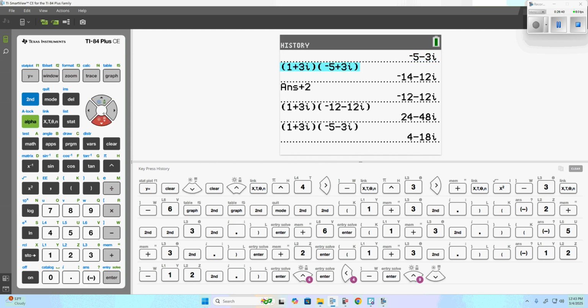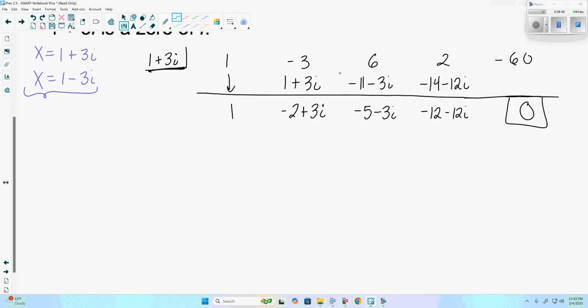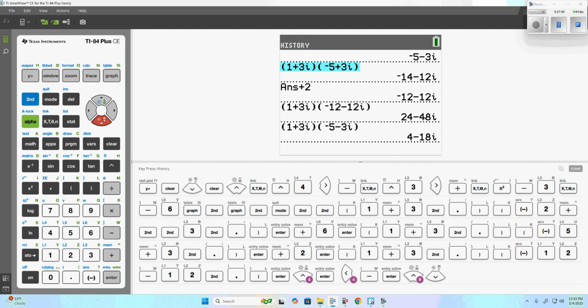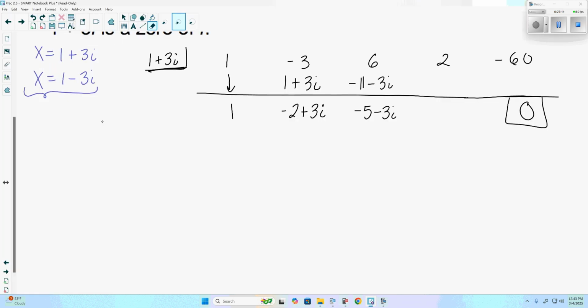So I figured out what happened. I switched the sign. Because it should have been negative 5 minus 3i, I did plus 3i, which changes just these two. Almost had it. So it should have been 1 plus 3i times negative 5 minus 3i, which gives 4 minus 18i. When we add, that gives us 6 minus 18i, and that should fix it.